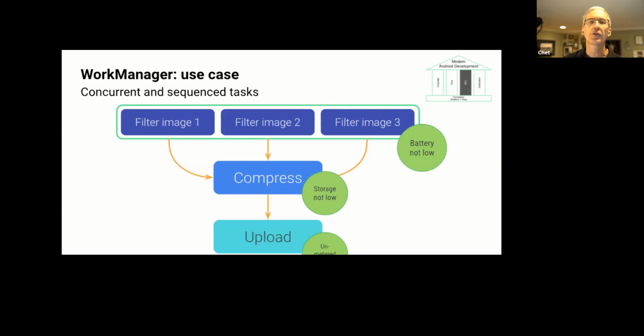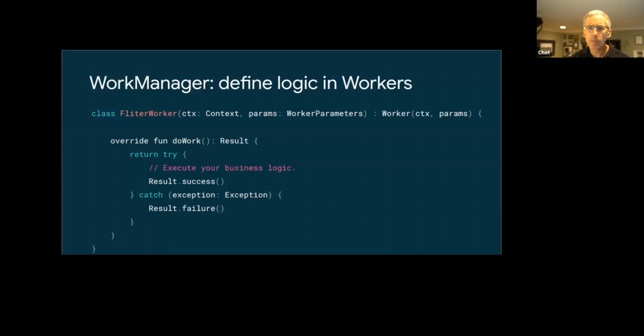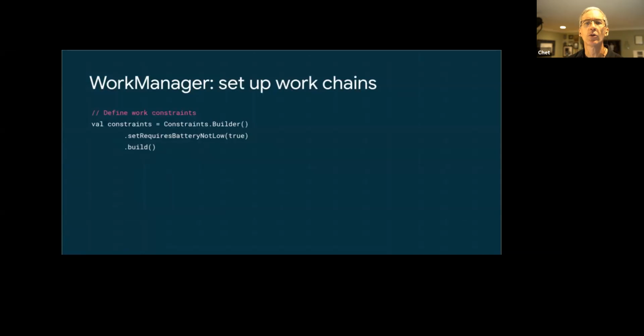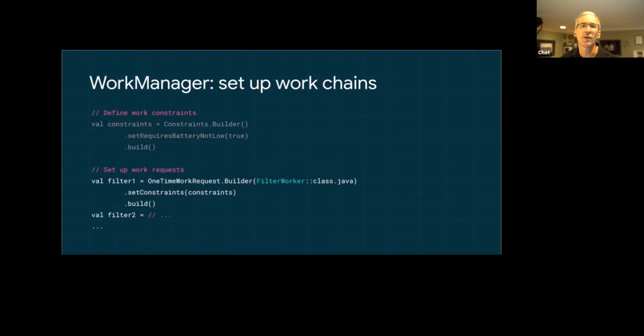I only want to filter if the battery has enough energy to actually do that. I only want to compress it if there's enough storage on the device, and I only want to upload it if I'm on an appropriate network at the time. So we can define the work that we need to do. We can define the constraints. So this is a constraint that says I only want to do it when the battery is not low. And then we can hook those up and say, okay, do the work with these constraints. And then we can schedule how these things happen. So we can run some things in parallel, or we can also execute them sequentially as well.